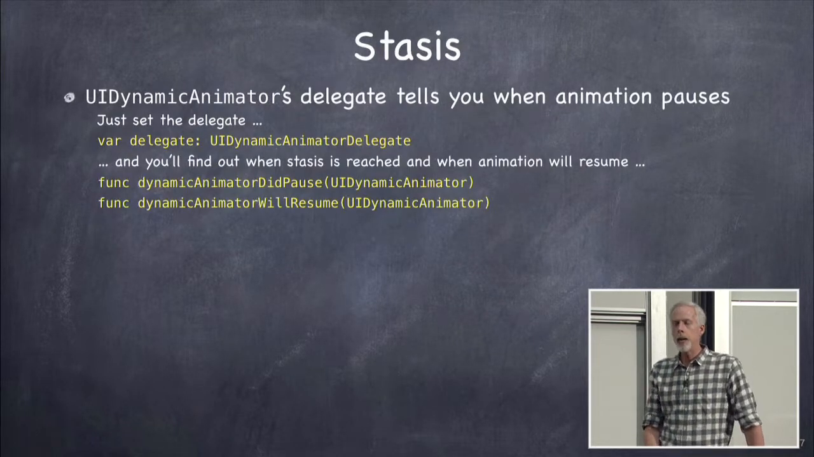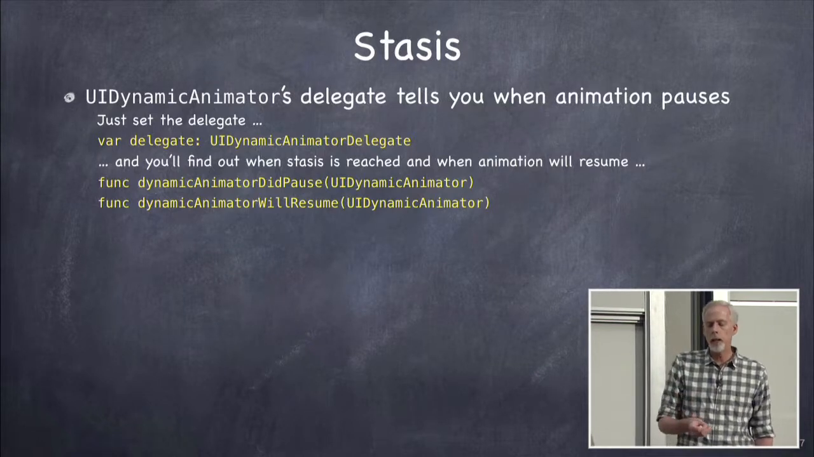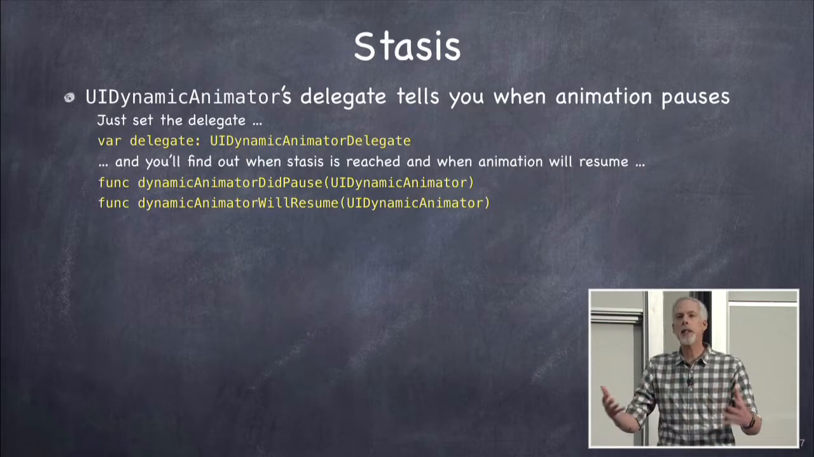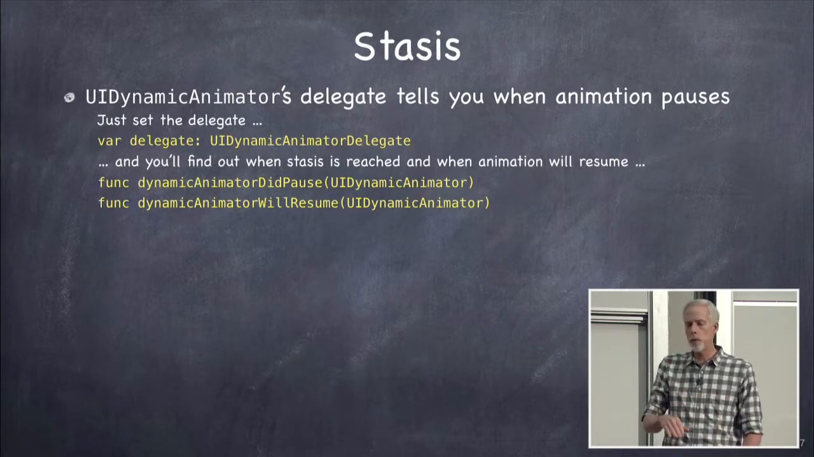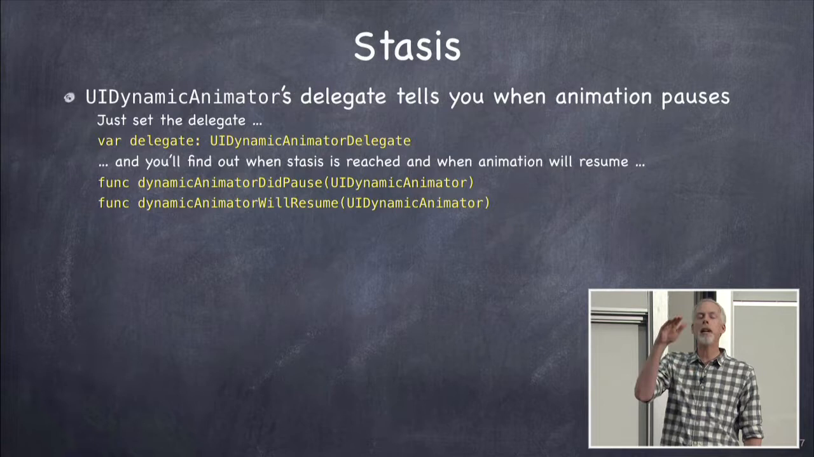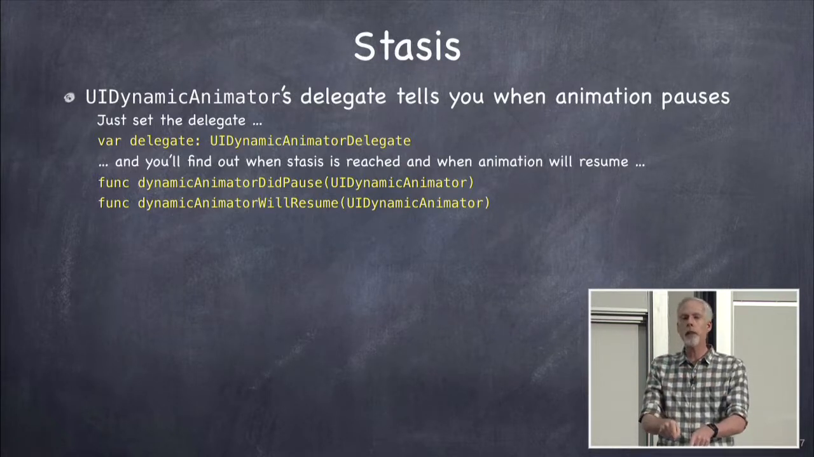Now, another thing that's interesting about the dynamic animator is that most of the time it runs to stasis. So things are happening, like again, swipe up from the bottom of your phone, gravity pulls it out, it bounces off the top a little, and then it stops. When it stops, the animator's still on, but it has nothing to do, and you'll get these delegate methods sent to you: animatorDidPause.